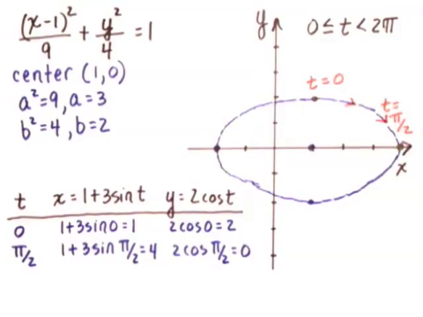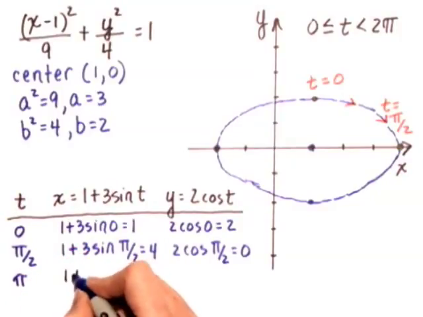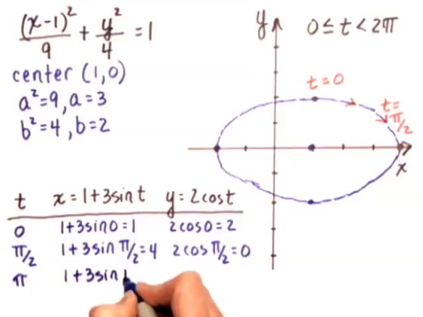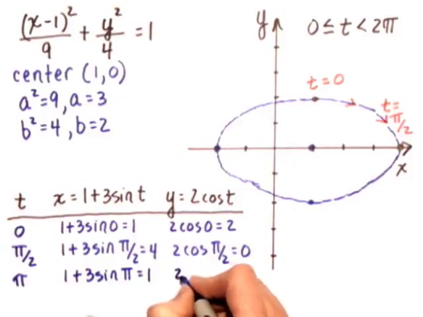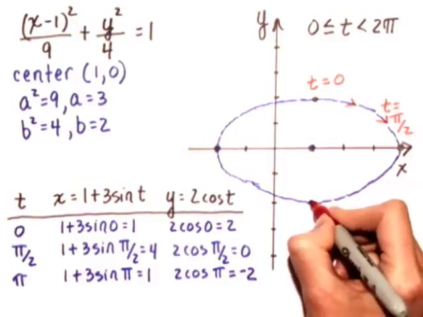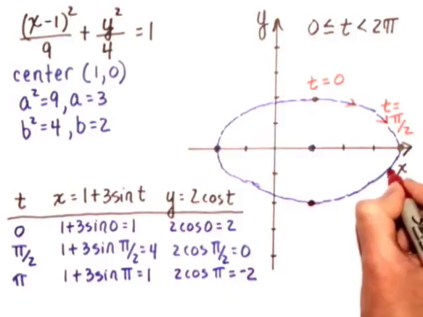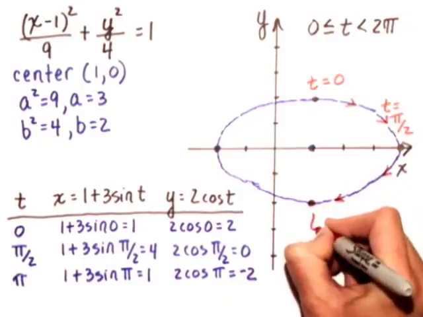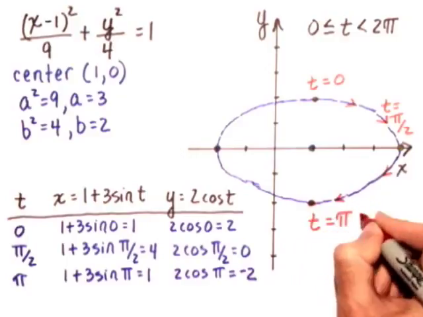Next, let's let t equal pi. If we do that, x equals 1 plus 3 times the sine of pi. Since the sine of pi is 0, 1 plus 0 is 1. And y equals 2 times the cosine of pi. Since the cosine of pi is negative 1, 2 times negative 1 is negative 2. So we have the point 1, negative 2. Right here, one of our endpoints. And again, we put in our direction arrow. This corresponds to t equals pi.